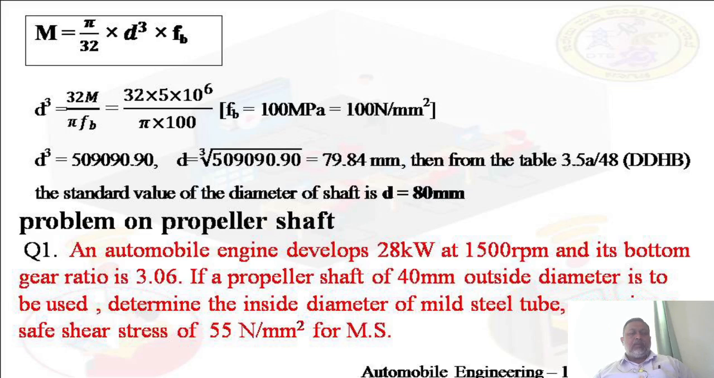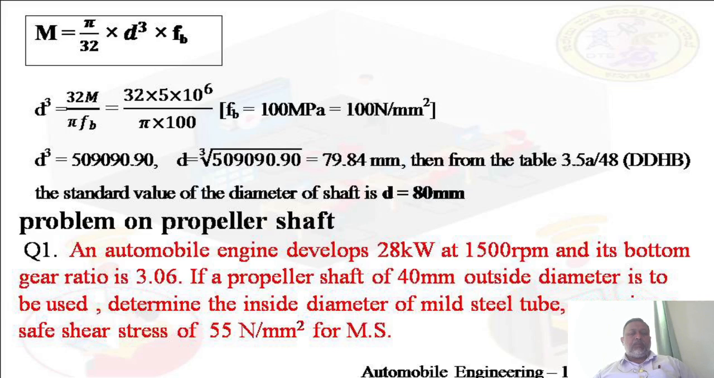We will have the answer 32 into 5 into 10 raised to 6 divided by pi into 100. That is megapascal, given in this problem as 100 megapascal for fb. Substituting the value, I have d cube is equal to 509090.90. Then finally d is equal to 79.84 mm. Then from standard table 3.5a, the standard value of the diameter of the shaft is 80 mm.